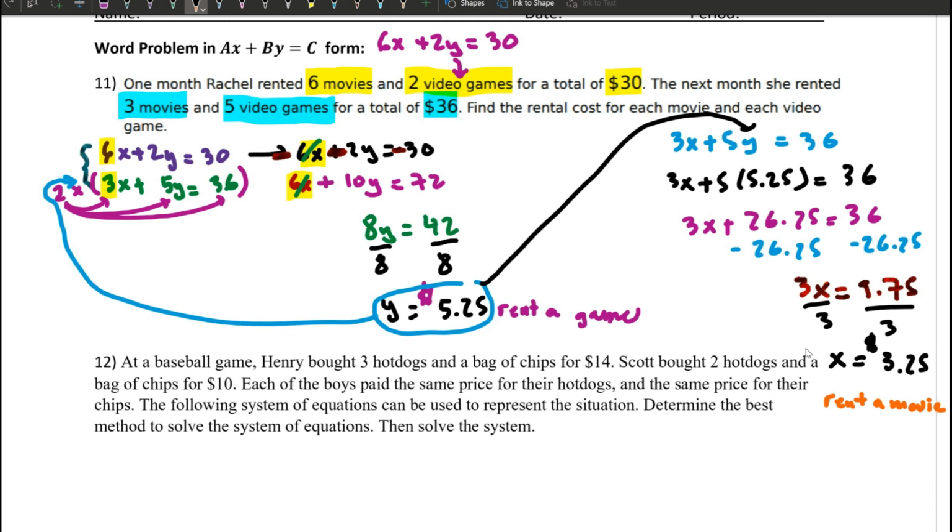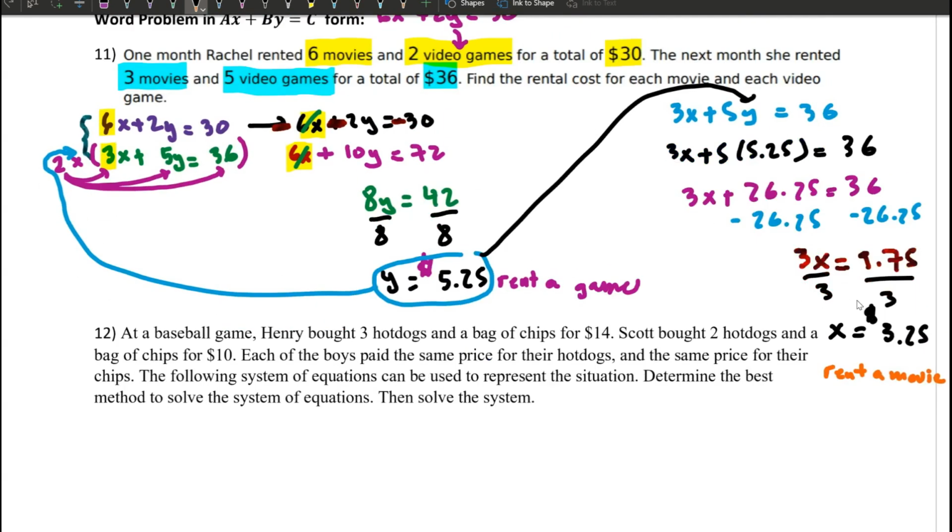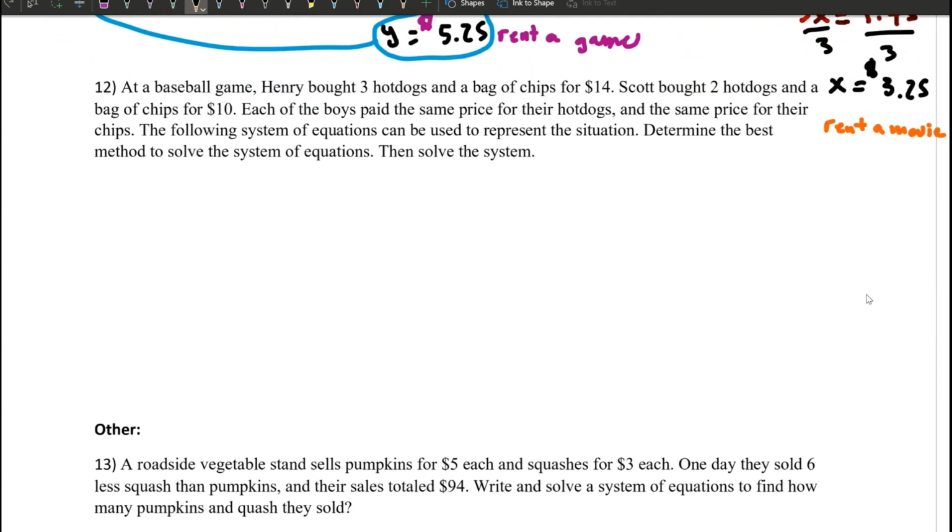Problem 12. In my opinion, this one is easier than substitution, to me. Number 12. At a baseball game, Henry bought 3 hot dogs and a bag of chips, so basically one, for $14.